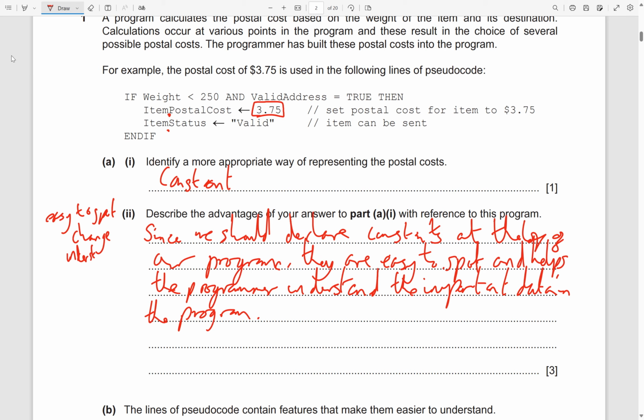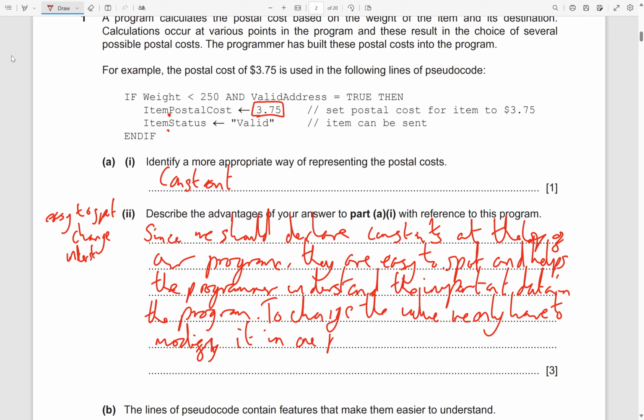I think we can then say, to change the value, we only have to modify it in one place. Let's say modify it in one place, rather than it being scattered throughout the program. Rather than many places throughout the program.